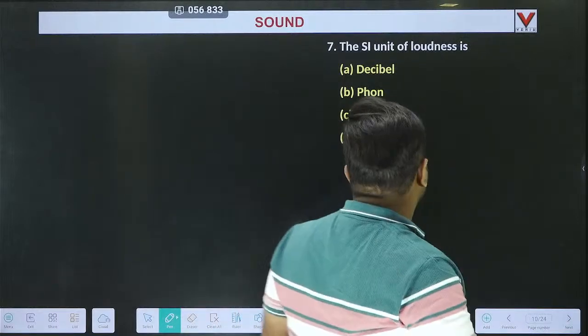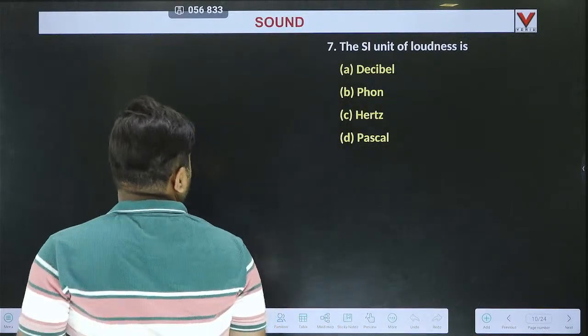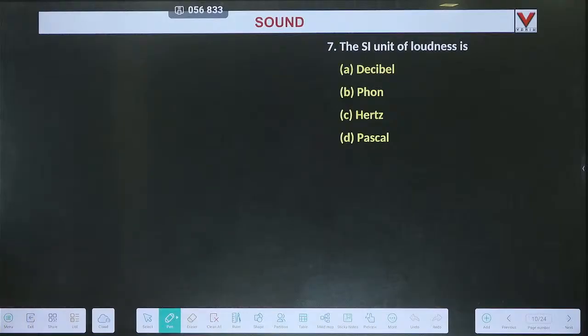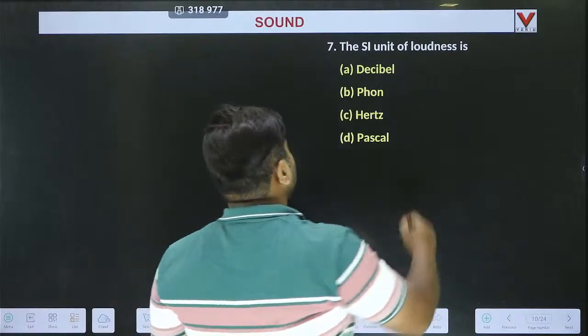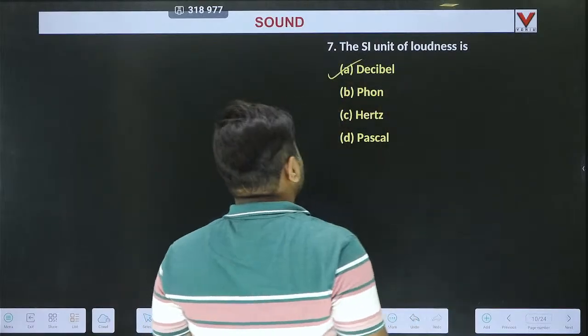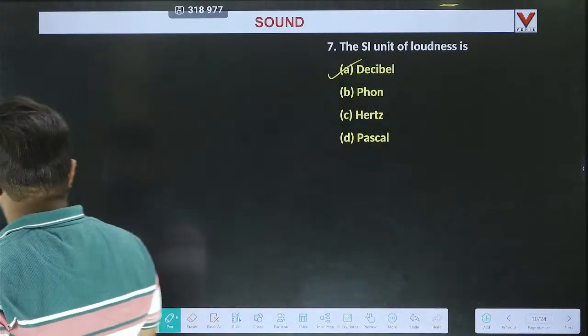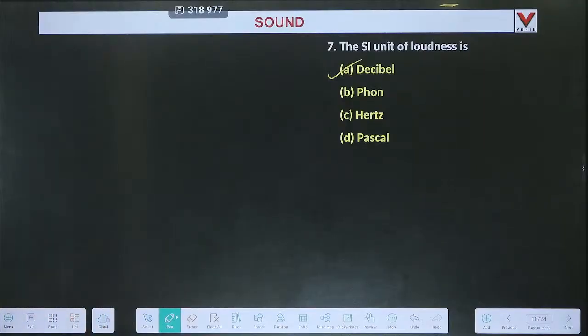So the SI unit of loudness: how do we measure loudness? Any idea? Anybody can say? Same thing, we measure sound in decibel. So loudness is also measured in terms of decibel. Understood. So loudness of a sound is measured in decibel.